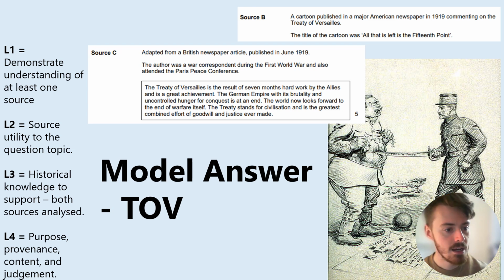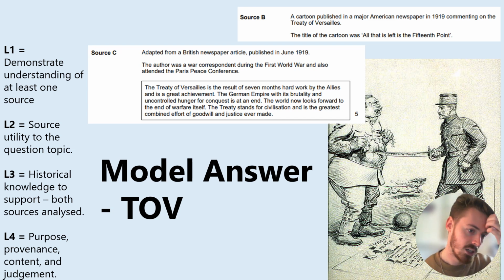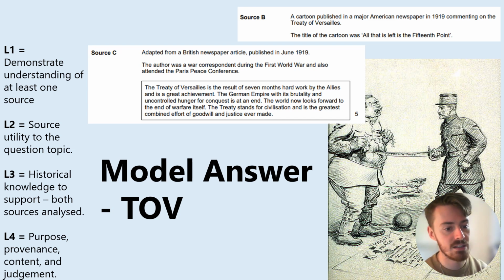Let's look at source B, the picture source first. What is it telling me about the Treaty of Versailles? So it's a cartoon published in an American newspaper in 1919, commenting on the Treaty of Versailles. The title of the cartoon is All That's Left is the 15th Point. And you can see we've got here Treaty of Peace that's been kind of destroyed. I can see this character on the left has got a dumbbell attached to his leg that indicates he's like a prisoner.